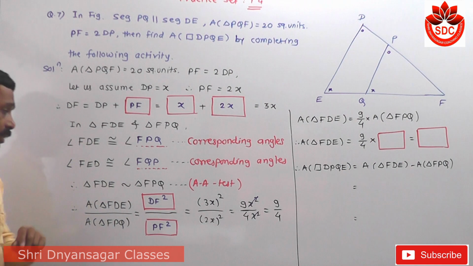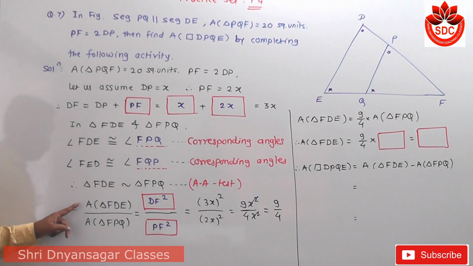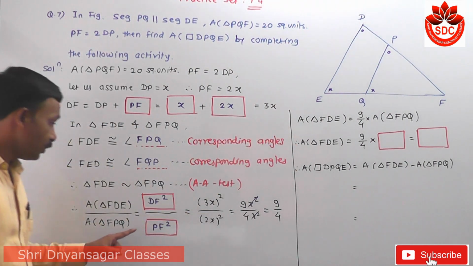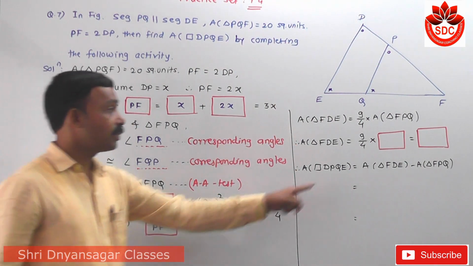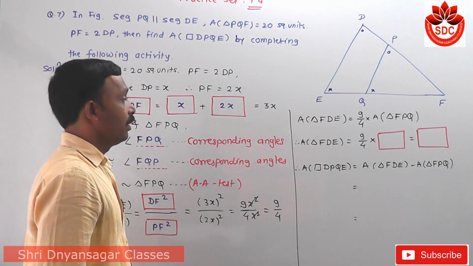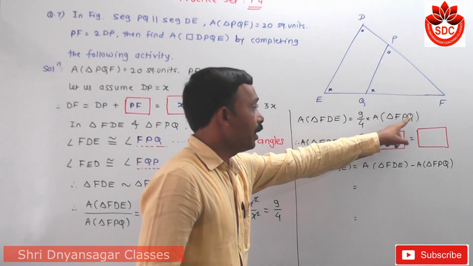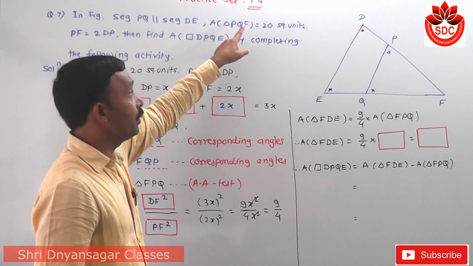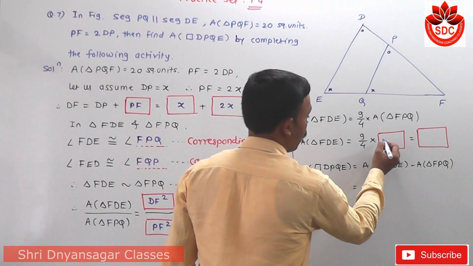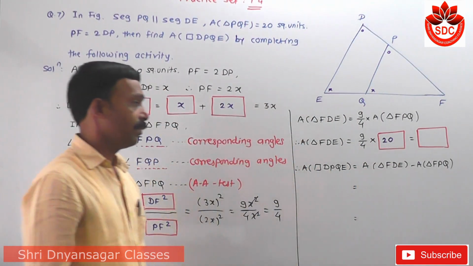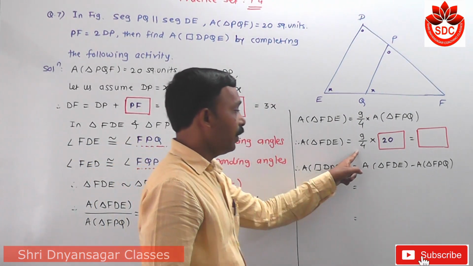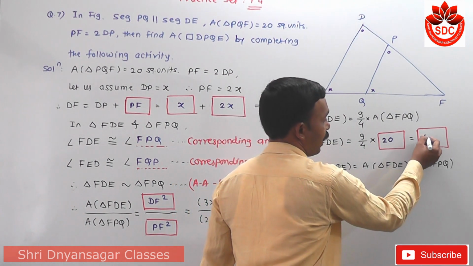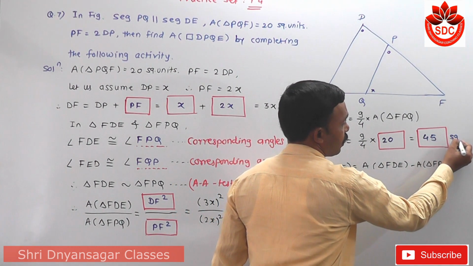Now this ratio is equal to 9 upon 4. If you take its cross multiplication, then the area of FDE is equal to 9 upon 4, and this 4 goes to the denominator. Then we substitute the area of FPQ, which is given. PQF and FPQ are the same. This area is 20 square units. So we write here 20. Then simplify it. 4 into 5 becomes 20, and 9 into 5 is 45. Where it is square unit.